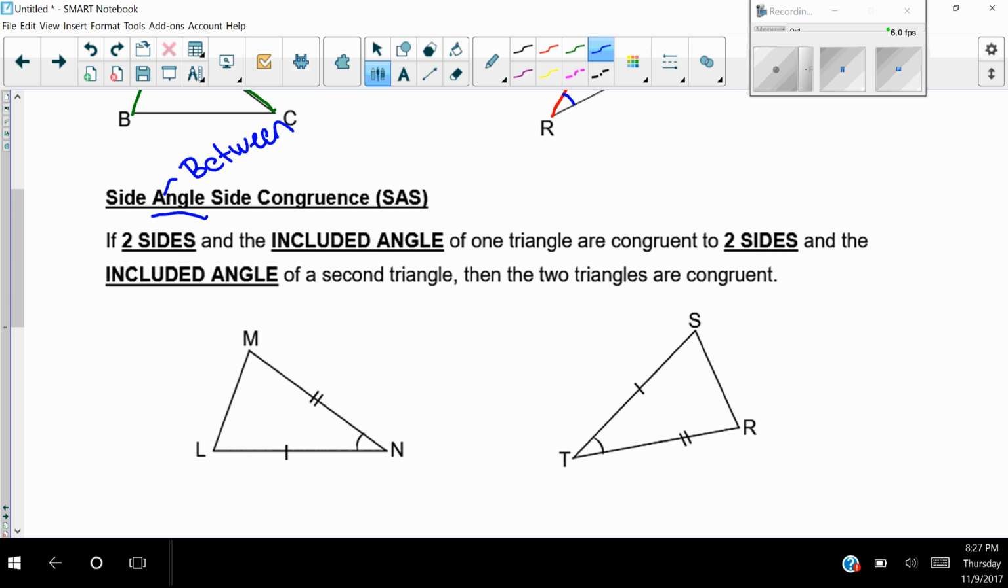Okay, it's very important. So we have this side has two congruency marks, is congruent to this side. This side has one congruency mark, is congruent to this side, but it has to be the angle in between them. So this is the only angle in between them, is congruent to this angle in between them. Then we know by the side angle side postulate that they are congruent.